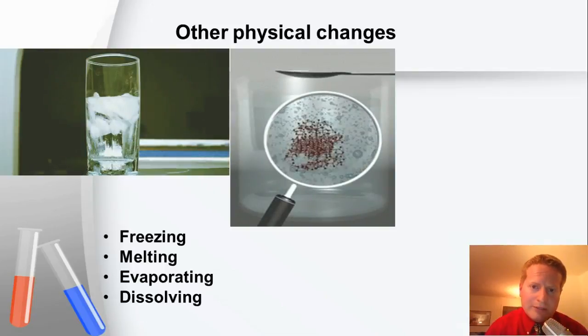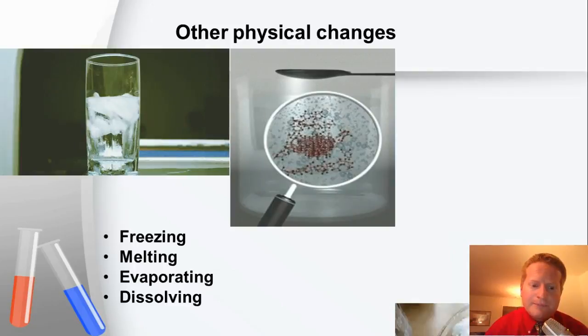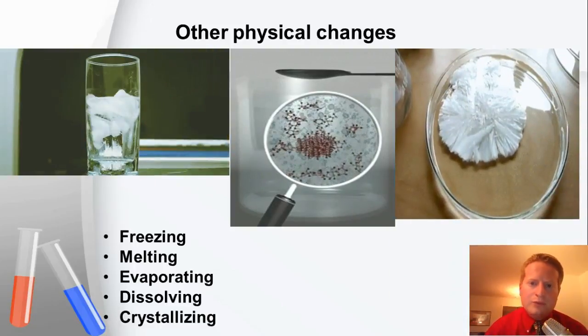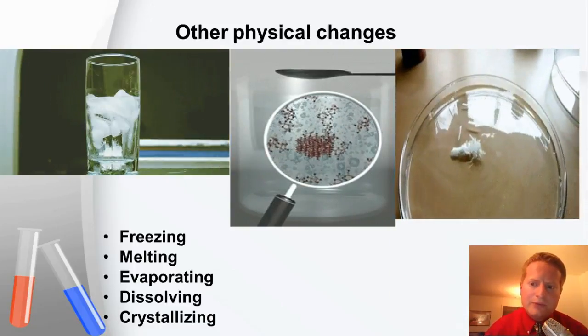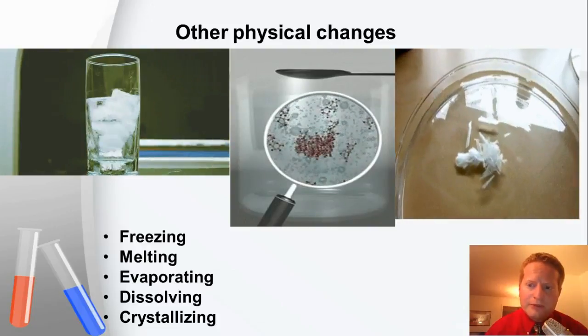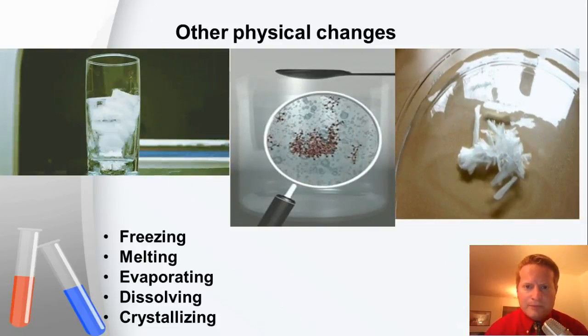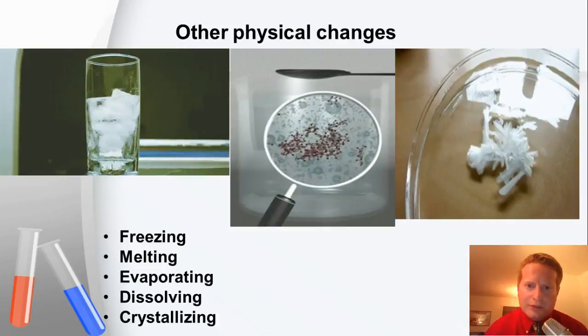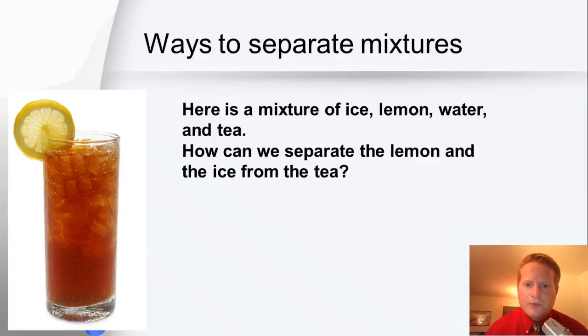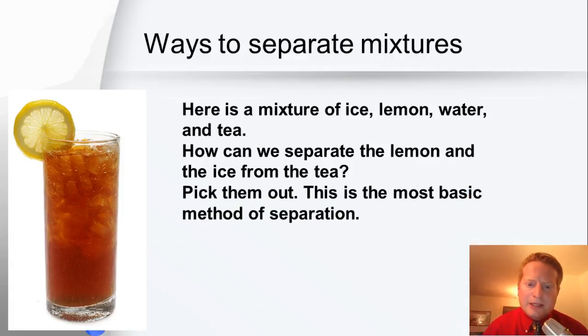You didn't change what makes up the sugar. It's still sugar in there. And if you crystallize something, that also counts as a physical change. So you're really just purifying it into a crystal, as what's shown in the image. So you're not making something new, essentially. Just another example, if we have an iced tea, we could separate the lemon and the iced tea simply by pulling them out, right? So that's the most basic form of physical change, separation.